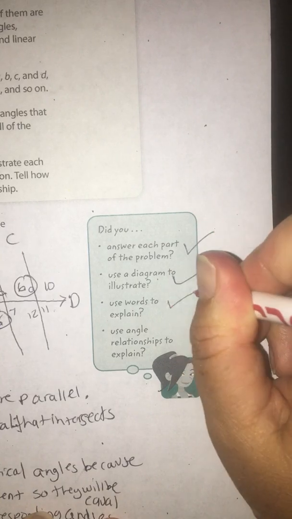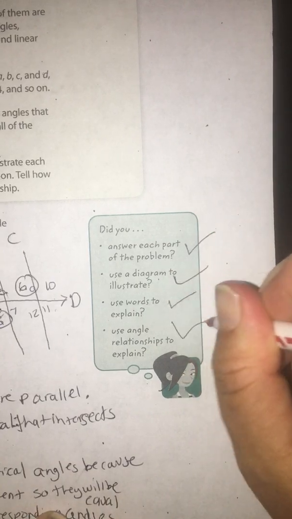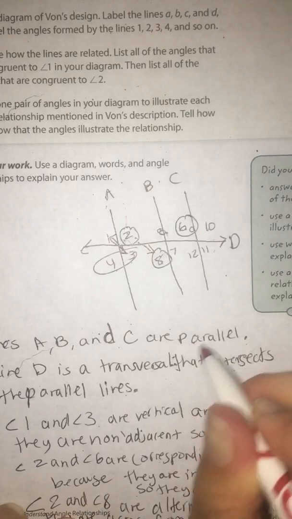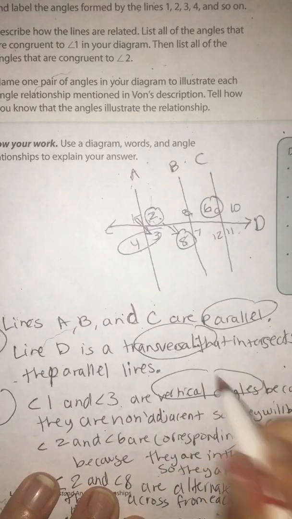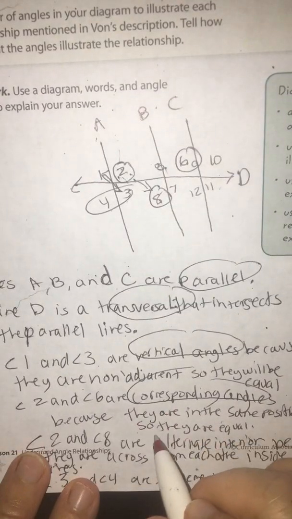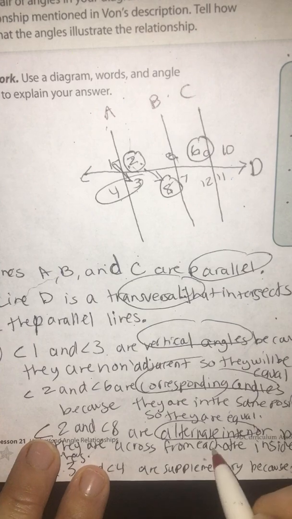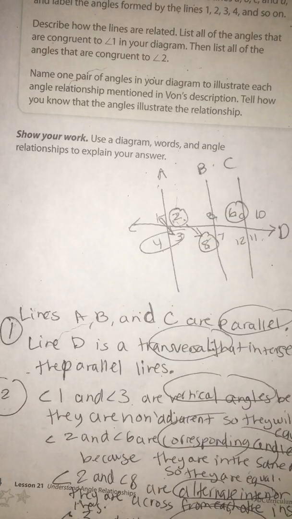Okay? Did you answer each part? Yes. Did you use words to explain? A lot. Did you use the angle relationships to explain? Yes. We have their parallel, we have their transversals, we have vertical angles, we have corresponding angles, we have alternate interior angles, and we have supplementary. Okay, and so that is going to be everything that you want to include on page 224.